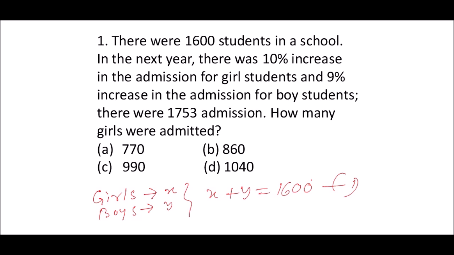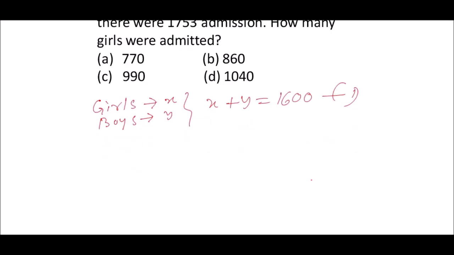In the next year, there was a 10% increase in the admission for girls. Therefore, 1.1x, and a 9% increase for the boys. Therefore, 0.9y, and total admission was 1753, and that is equation number 2.